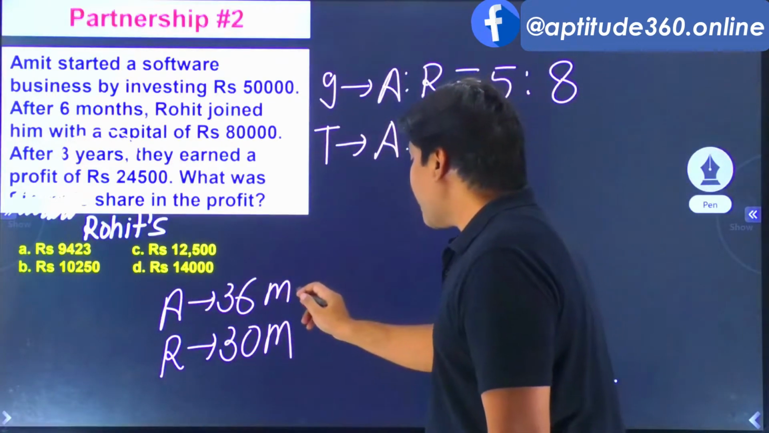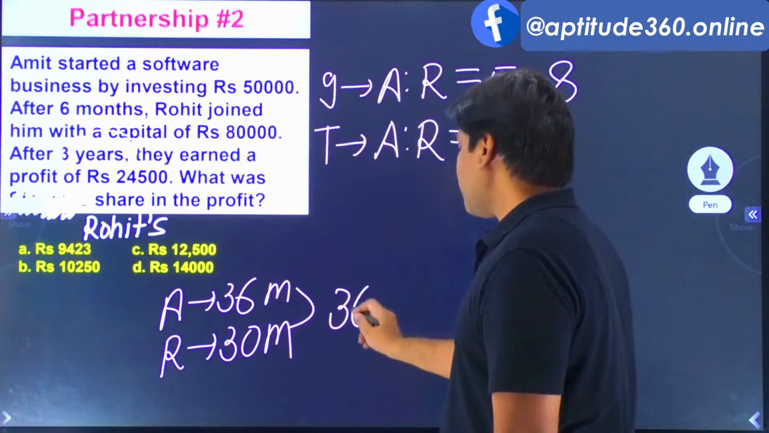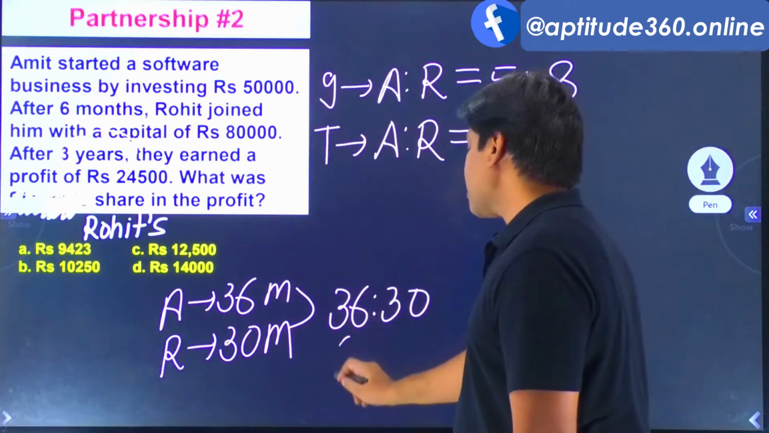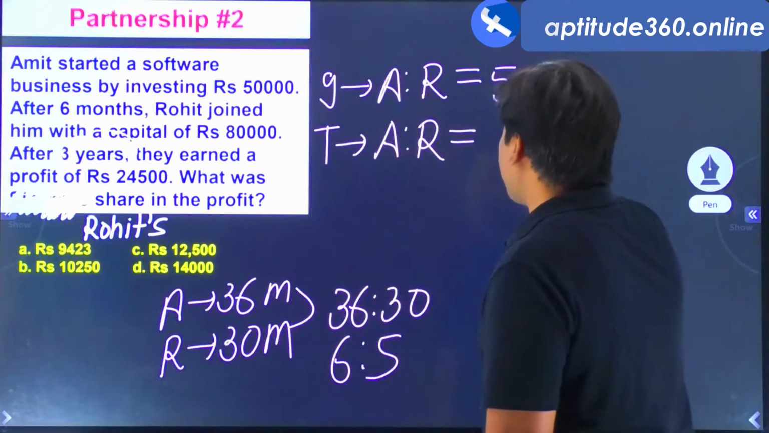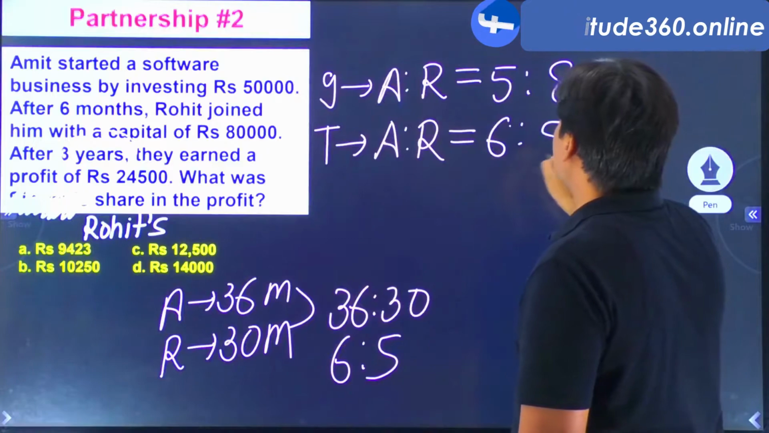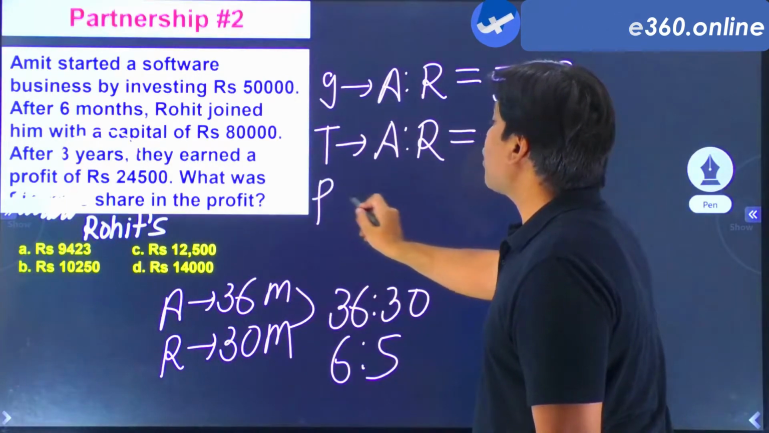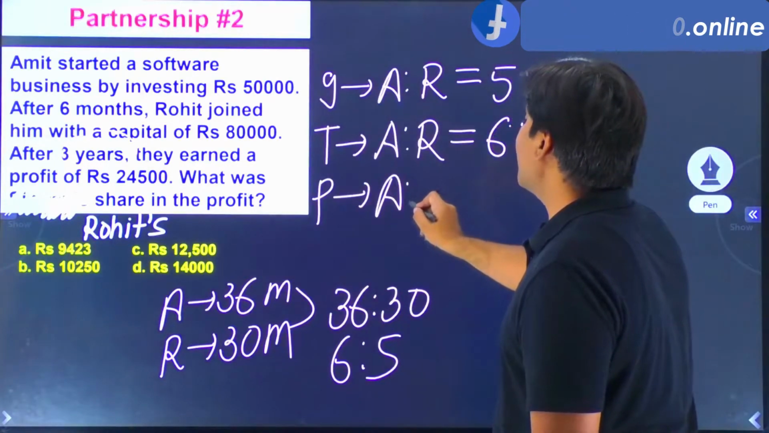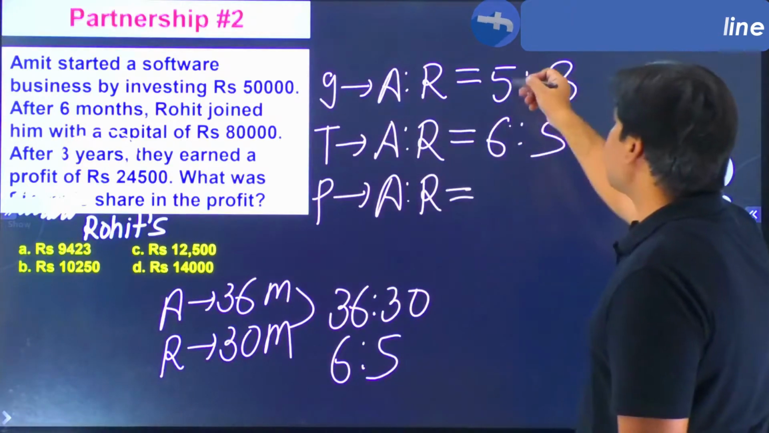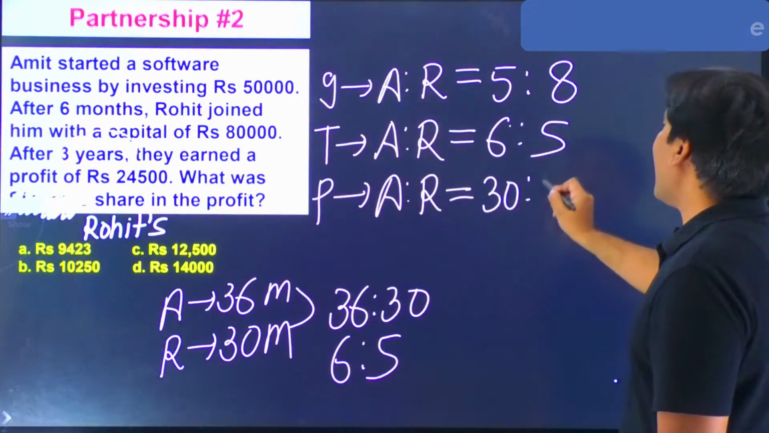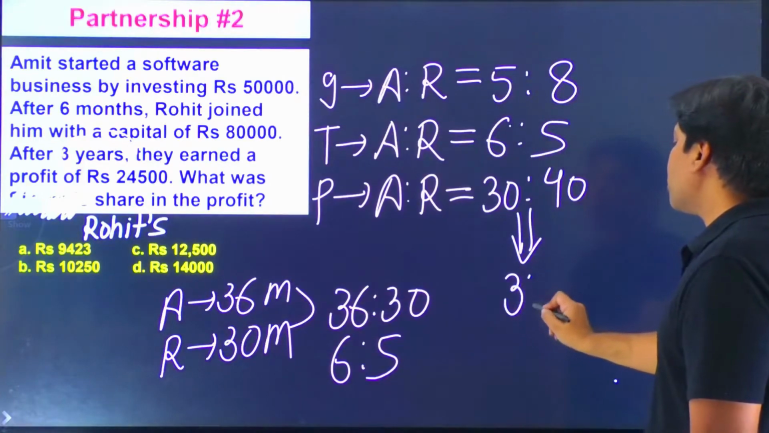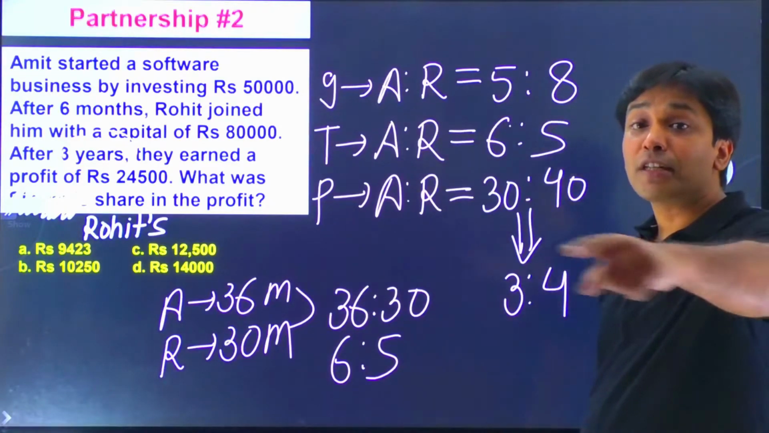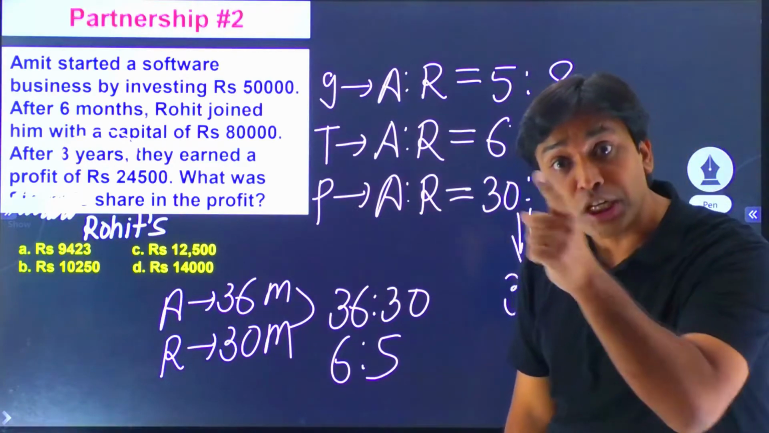And would you be able to find out the ratio of these two? Yes. It's pretty simple to find out. This is coming out as 6 into 5. Can you do this calculation? Yes. Now here you write 6 into 5. So what is going to be the ratio of profit of Amit and Rohit? Isn't it simple? 5 into 6 is 30 and 8 into 5 is 40. If you simplify this further, in what ratio you should be distributing the profit? The profit should be distributed in the ratio of 3:4.